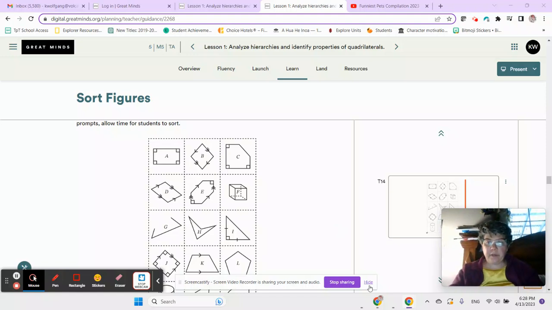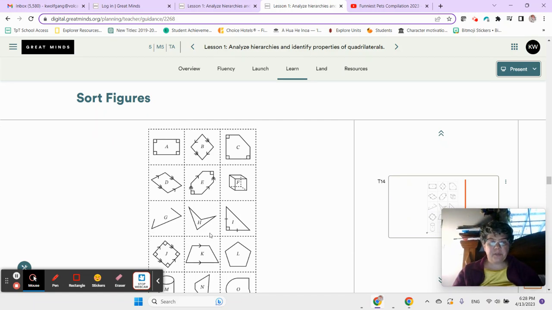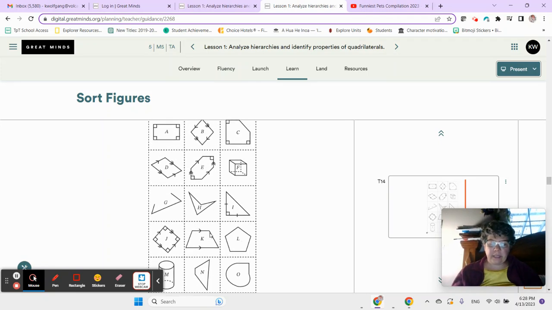Okay, welcome to our third video of Lesson 1, Module 5. Hopefully you have these shapes all cut out and laying in front of you and ready for sorting. If not, you should probably pause the video so that you can get ready for that, because we're going to jump right into sorting. Okay, so sort your figures into two-dimensional figures and three-dimensional figures.